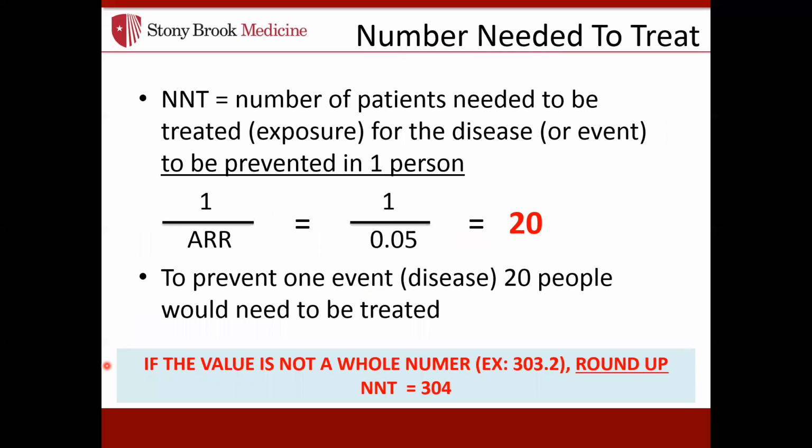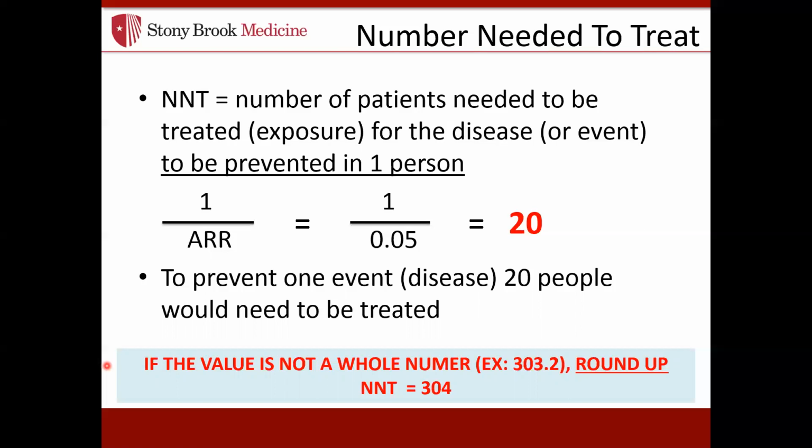Numbers needed to treat. This is the number of patients needed to be treated or to have that exposure for the disease or the event to be prevented in one patient. So you take the absolute risk reduction: 1 divided by the absolute risk reduction equals the number needed to treat. If we went back to our current group of people, and these are just random numbers I put in, 1 divided by 0.05, you get 20 people. So you would need to treat 20 people to prevent one event.